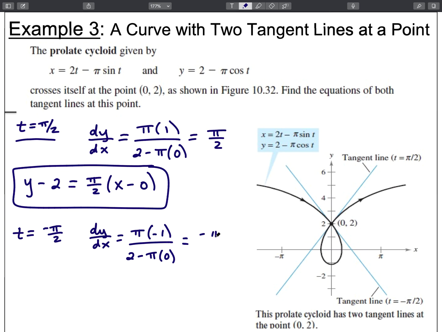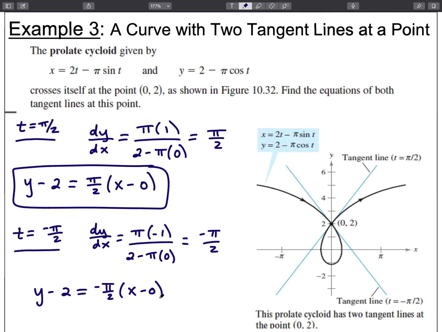So this guy would also be negative pi over 2. So I have my slope, so I can plug it in. I know that my y coordinate is still going to be 2. I know my slope is negative pi over 2, and then times the quantity x minus 0 again. So that would be my second equation of a tangent line.